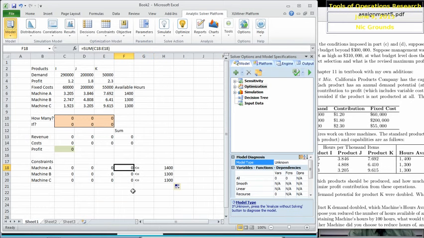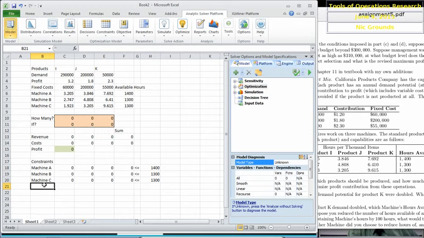Just copying all those formulas down. So how many hours of each machine's time we need to make the number of products we want to make, and we're going to constrain that somewhere to be less than or equal to the number of hours available for the machines.